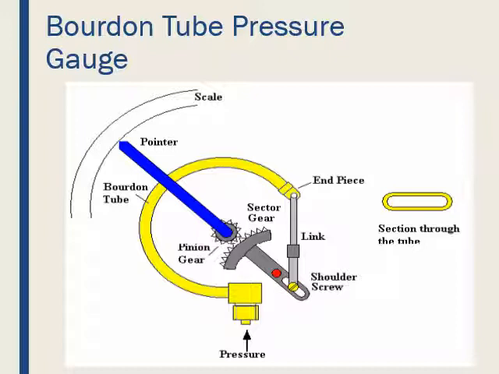The ratio between the major and minor axis decides the sensitivity of the Bourdon tube. The larger it is, the higher the sensitivity. Materials of the Bourdon tube are phosphor bronze, bronze or beryllium copper. So that is about the Bourdon tube.